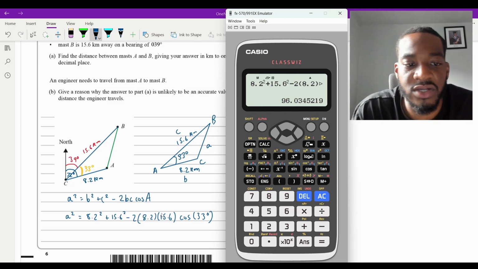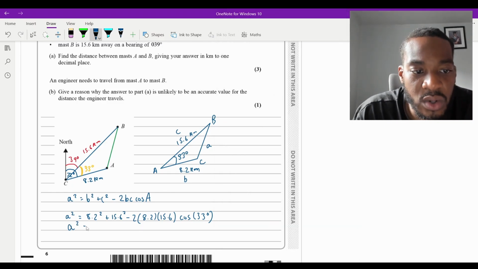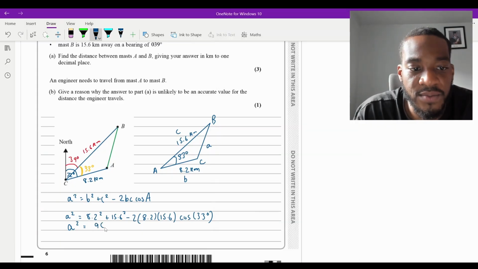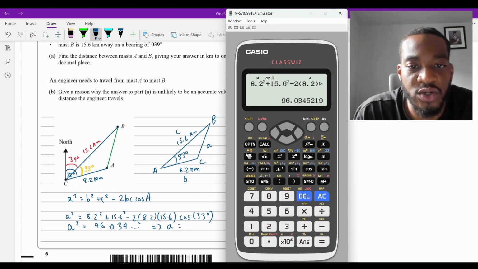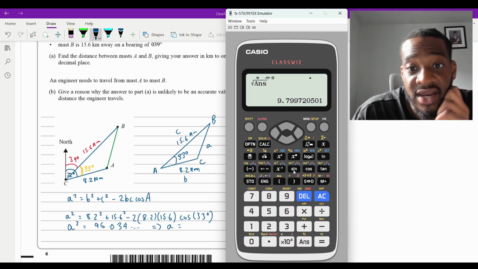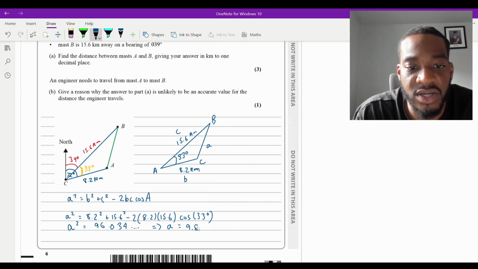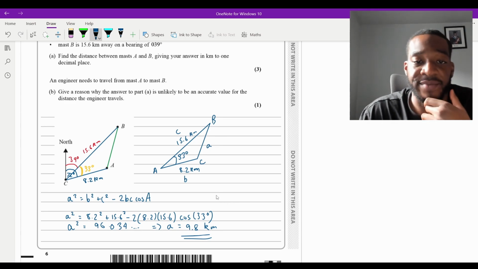So that means that A squared will equal 96.034, meaning that A will just be the square root of that. So I'm going to just do root answer. And this gives me 9.7997, which is 9.8, isn't it? To three significant figures. So I'm just going to say 9.8 kilometers. And that will give me the answer for part A.